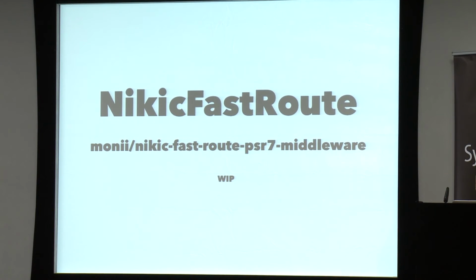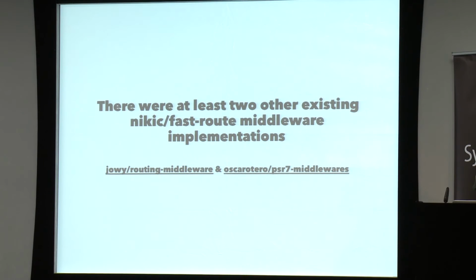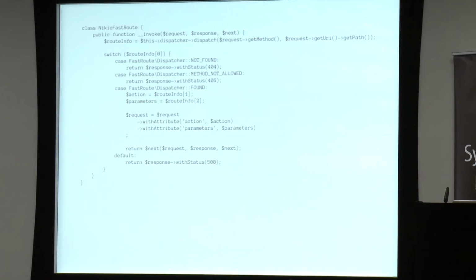So the first thing I did was I looked to create a FastRoute middleware. And there were at least 2 implementations that I saw in existence when I started to do this. They both basically did the routing layer and then immediately dispatched actions. So I wanted to decouple the dispatching of the actions from the actual routing. It's probably pretty hard to see because it's at a weird aspect ratio.